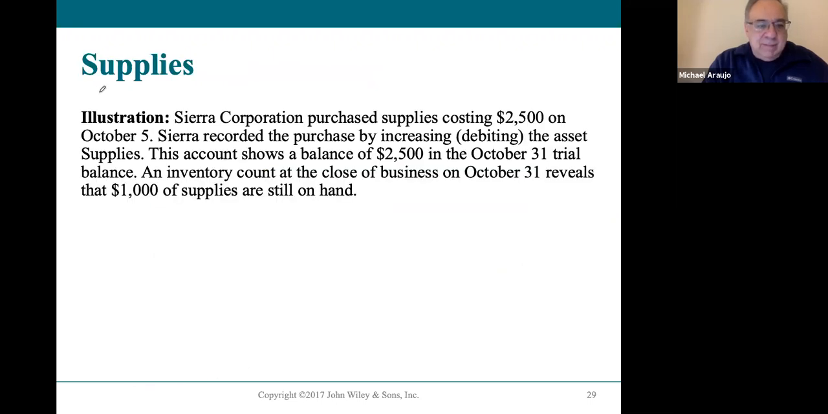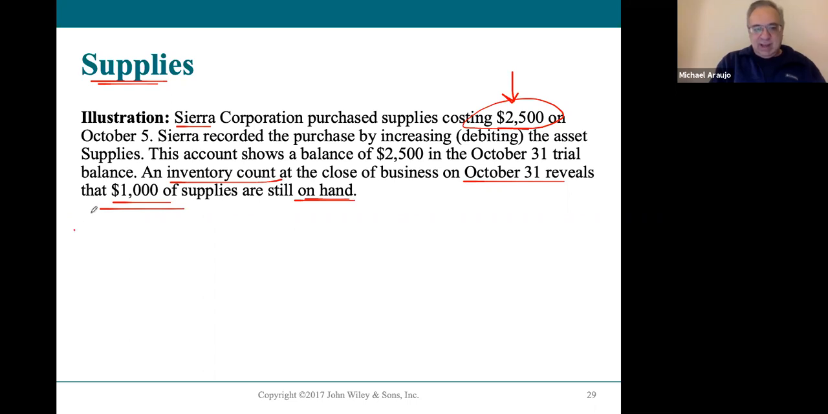First one is supplies. Supplies starts as an asset. At the beginning of the month, you might recall Sierra Corporation had $2,500 of supplies, right? So we're at the end of the month. They count up their supplies. They only have $1,000 of supplies left. When you see this little phrase "on hand," it simply means what's there in front of them. So obviously they started with $2,500 of supplies. At the end of the month, they only have $1,000 left. They've used up the difference. If they used up the difference, they can expense the difference.